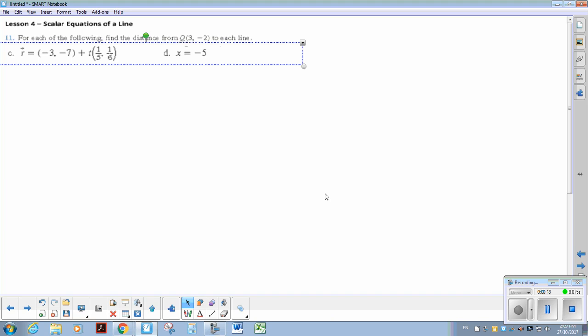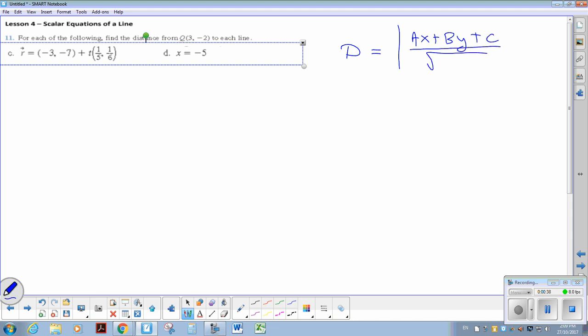In order to determine the distance between a point and a line, I think I use capital D as my notation. You need the magnitude of ax plus by plus c, divided by the square root of a squared plus b squared. So that means we need to get these equations in standard form.